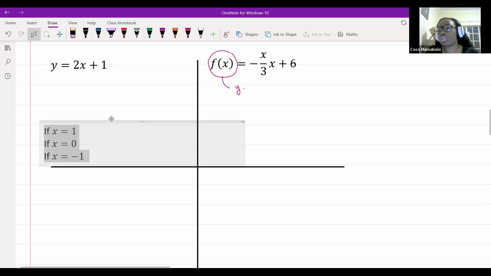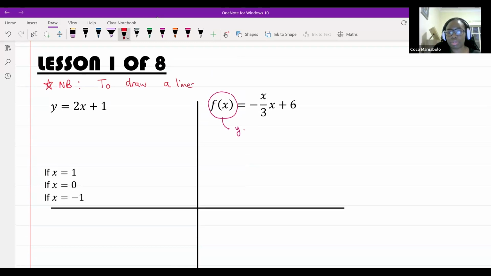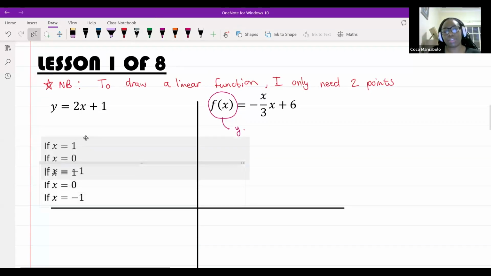But in order for us to draw any function, note this: to draw a linear function, I only need 2 points. That's all I need. Because if I have 2 points, I use my ruler, put it against those 2 points, and draw a straight line. So technically we only need 2 points. But let's go ahead and look at the function for each of these if x is equal to that.